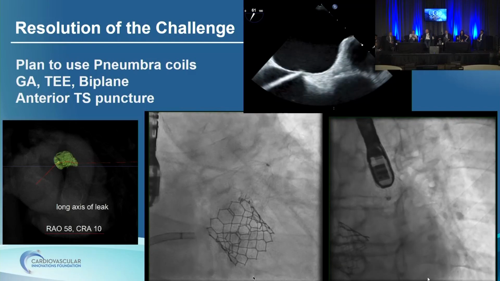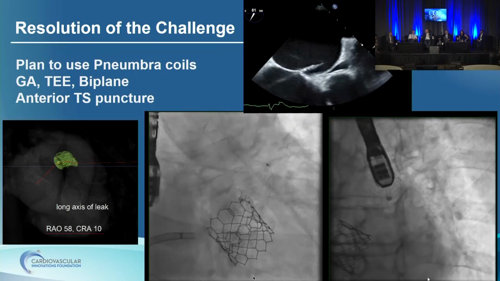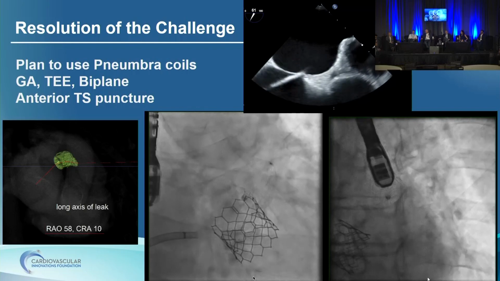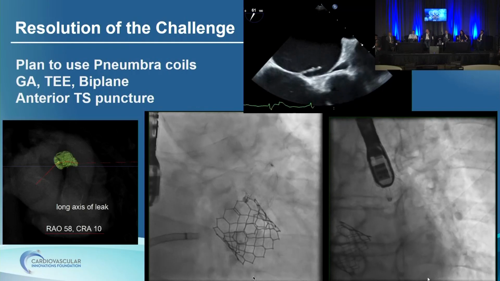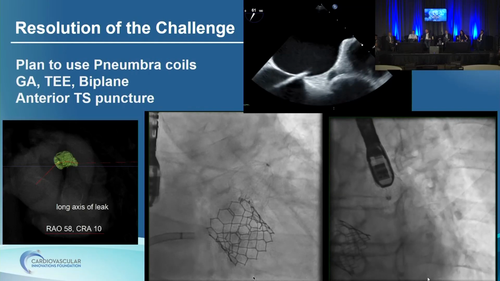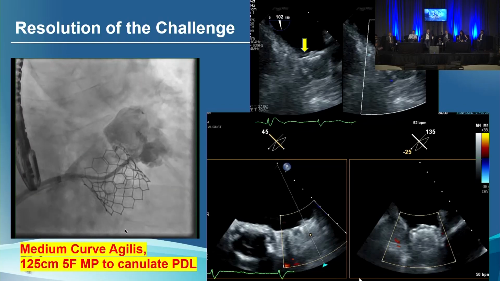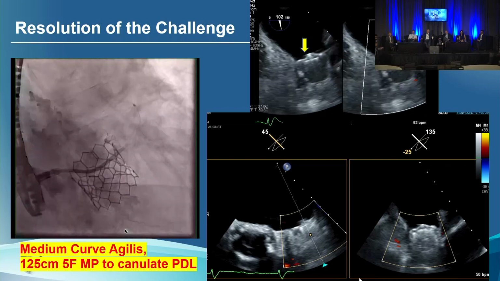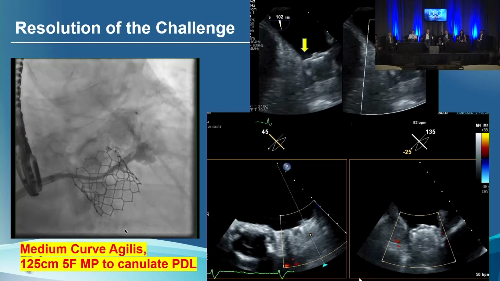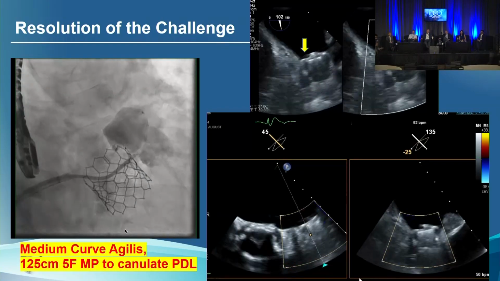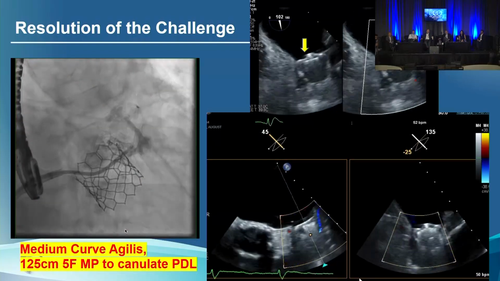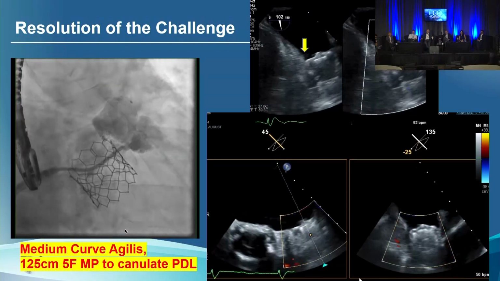So we did transseptal with a steerable sheath, sort of got in the same fluoroscopic angles that were given to us. And then this was our first picture. So this is just mother and child, so Agilis with an MP. And we actually were able to cannulate this within a minute because we knew exactly where to look. Then we'll go through the TEE pictures on the top.